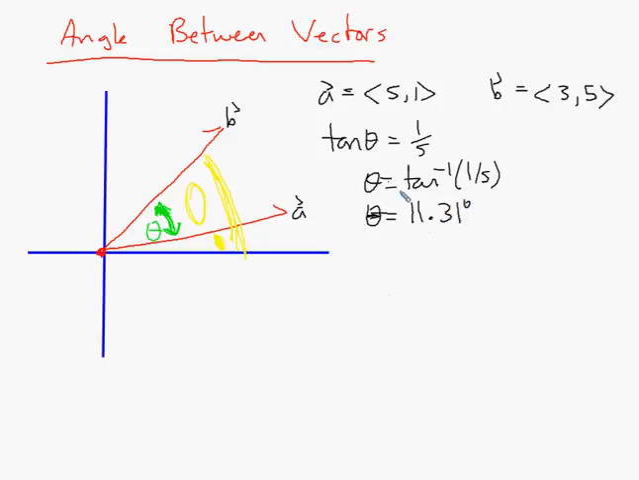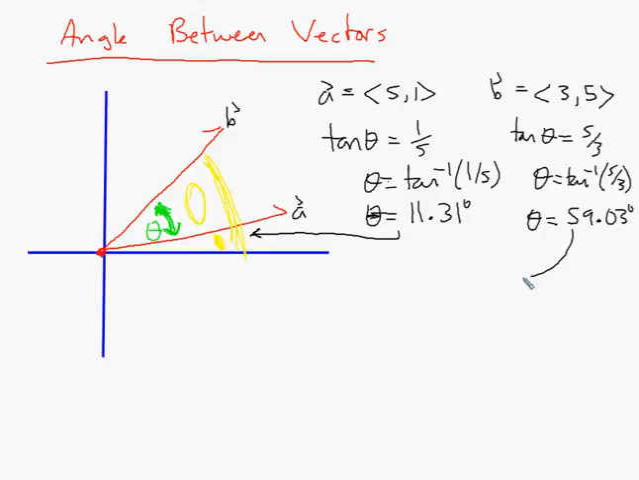11.31. Okay, nearest hundredth, sure. So that is this angle right here that this makes with the x-axis. And then I do the same thing for B. And what's the inverse tan of 5 over 3? 59.03.